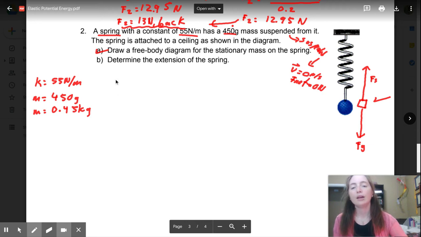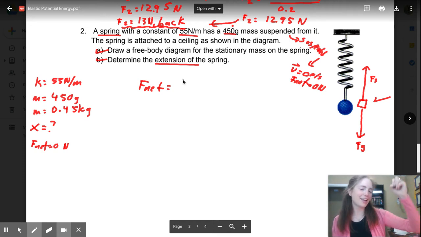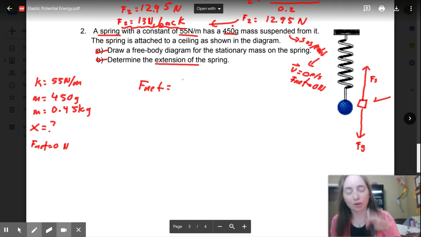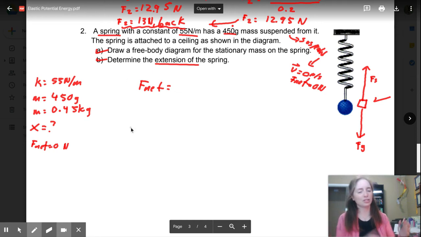Trust me on this. Determine the extension of the spring. So that, ladies and gentlemen, is x. So how far the spring is stretching. Well, we know that F net is equal to 0 newtons. Well, if we have any numerical value for F net, even if it's 0, we can make an F net equation. Yeah, F net equations. Trust me, these are not going away. You need them in Physics 30. So if you want to take Physics 30 next year, please make sure you're comfortable with making F net equations, because it's something we just do as a part of a question. And we just do it. We don't think about it.